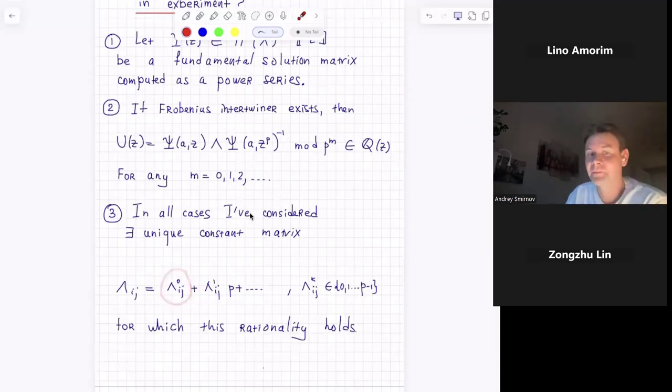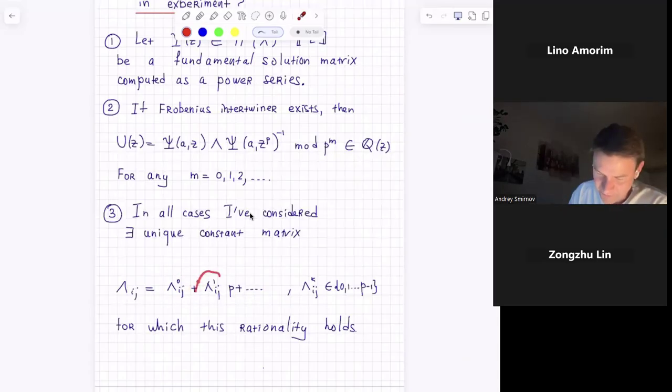And then just using a computer, you can try all those finitely many choices and check this rationality property. And the miracle is that in all the cases I know, you will always find exactly one value for this matrix element.